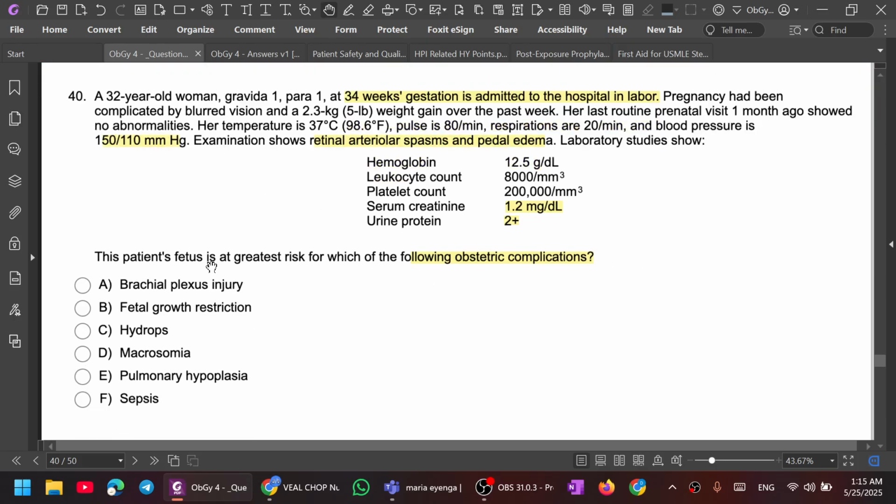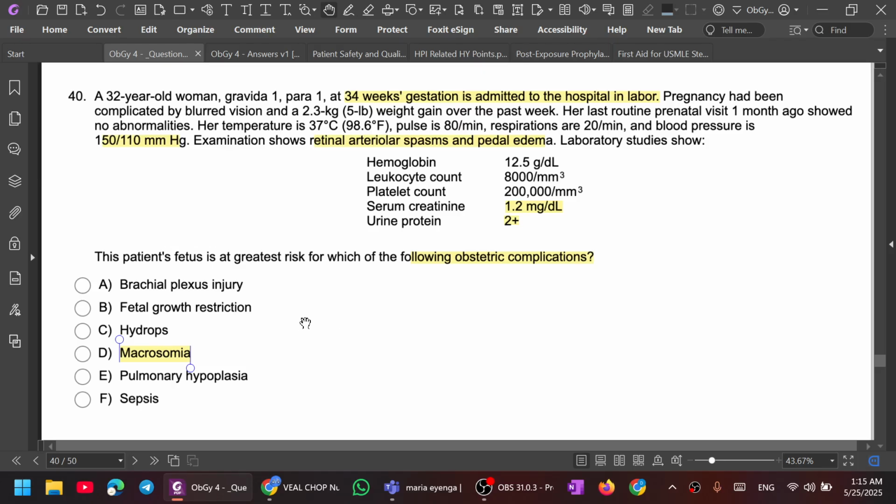Patient's fetus is greatest risk. Fetus. Ready? Yes. Okay.